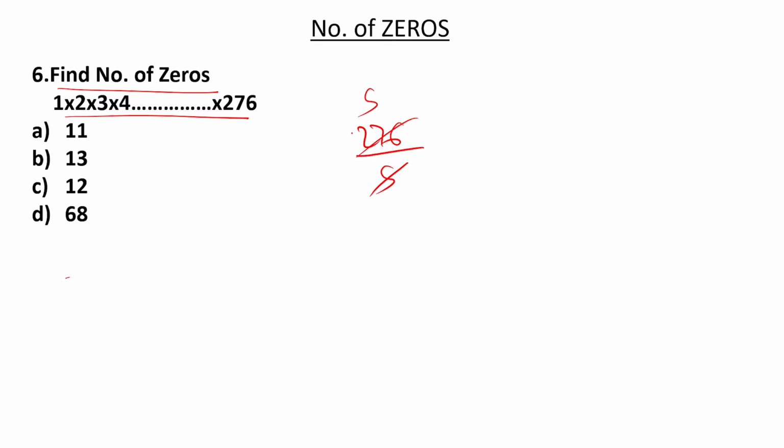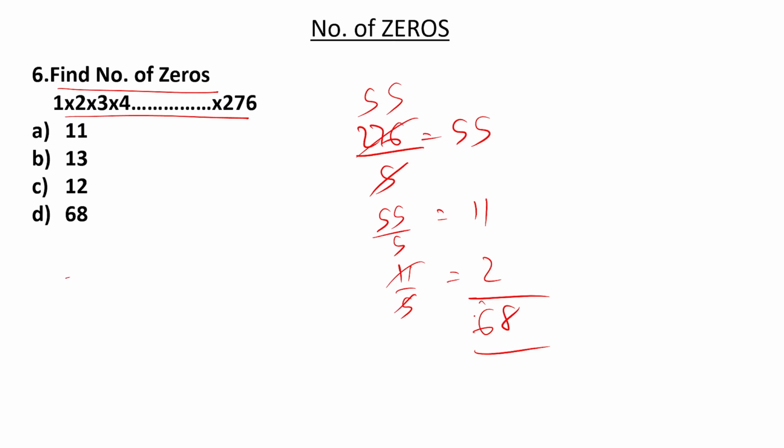Okay, 5 5s are 25, 2 carries on, 5 5s again, 55. We got 55. 55 divided by 5, 11. 11 divided by 5, 2, 5 2s are 10, right? Somewhere about like that. 55, 65, 66 plus 2, 68. This is our answer, the number of 5s we get. So, the number of zeros is 68.